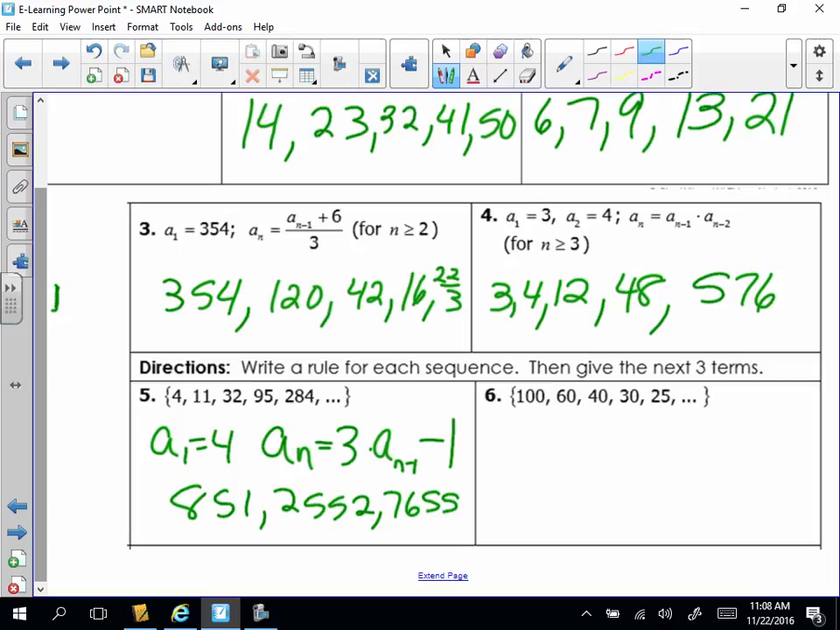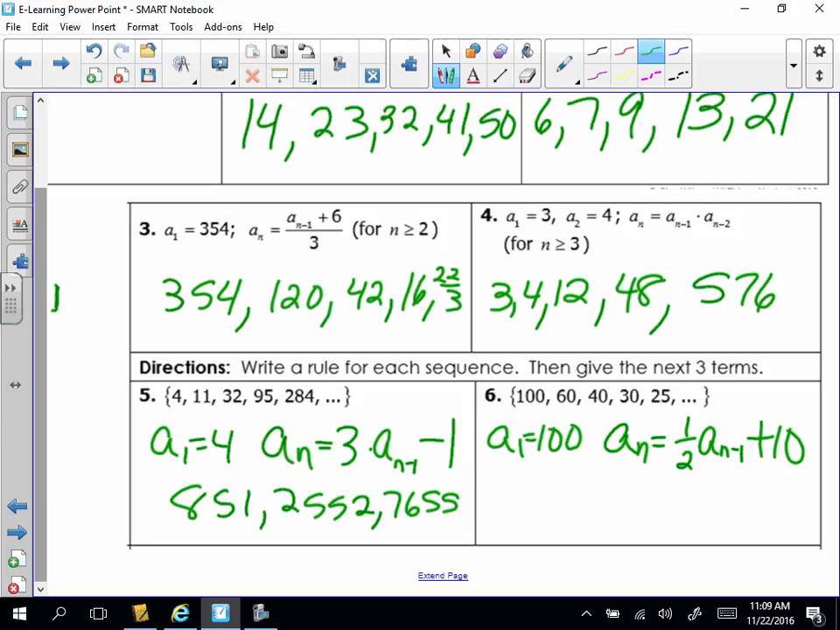But like I said, the hardest thing I think sometimes is figuring out the pattern. So on the next one, a sub 1 is going to be 100. And my a sub n, I'm taking 1/2 the a plus 10. So if I put 100 in there, 100 times 1/2 is 50, plus 10 is 60.